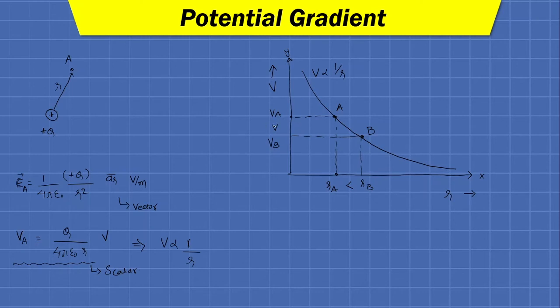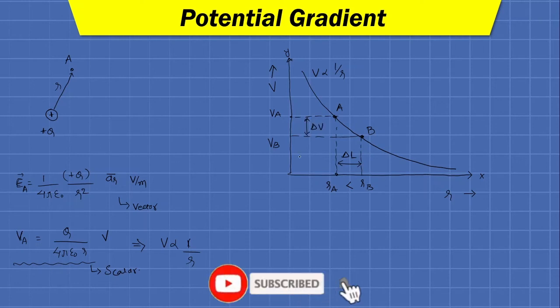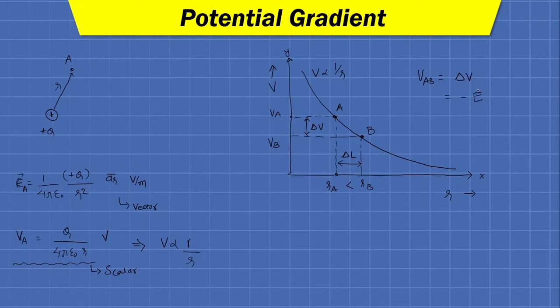We can also say that this is our small differential length dl, and this is our small change in potential, or small potential difference. So we have V_AB, the potential difference between points A and B, as delta V, which is nothing but negative of E bar dot delta L.